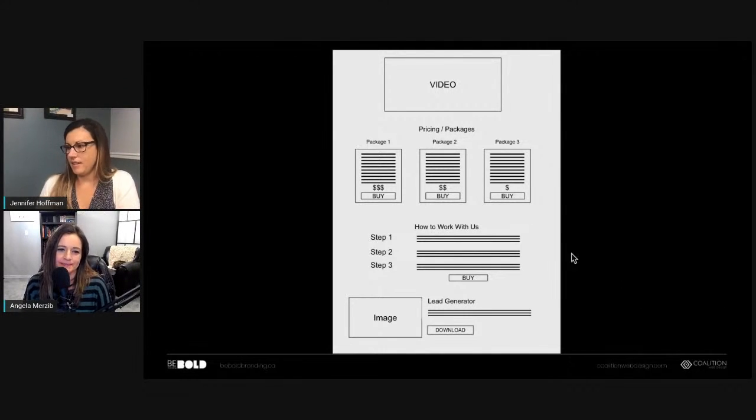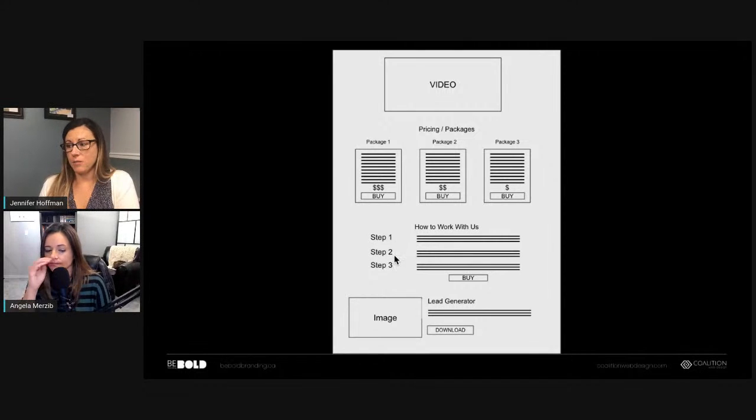And then the how to work with us section. So it's very simple, like we talked about earlier. Make it easy for people to work with you and guide them through that process. Don't make them have to figure it out. People are not going to come banging down your door. They have to feel like it's easy to work with you.